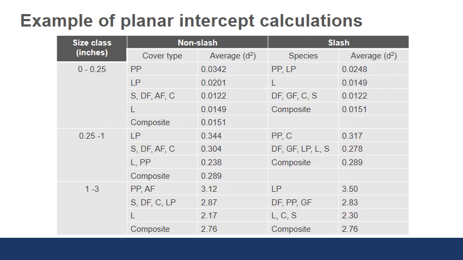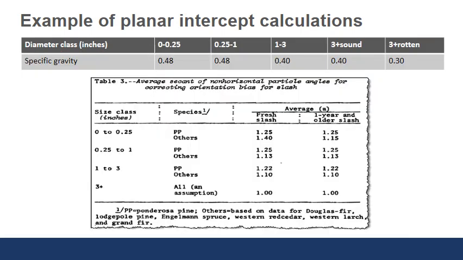All composite values are averages of non-slash and slash fuels with each cover type and species weighted equally. Since we are using a Douglas fir stand for our example, we need to use the DF values. For our calculations, we will use the non-slash values listed in this table. We also need to estimate S, the specific gravity, and A, the non-horizontal particle angle for each size class. Once again, we will use the estimates from Brown 1974. However, you could use local estimates from other sources for either of these.